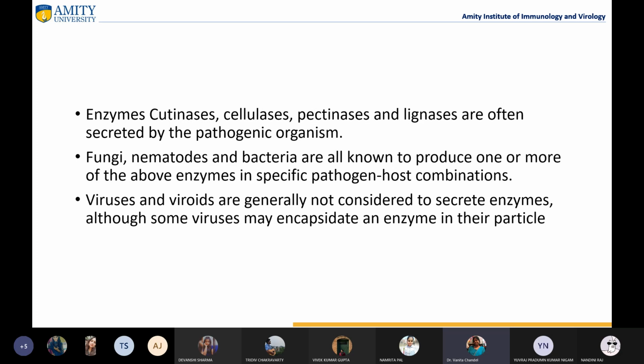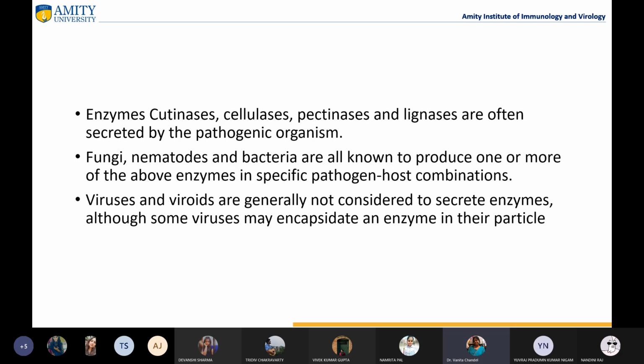Fungi, nematodes, and bacteria are all known to produce one or more of the above enzymes in specific host-pathogen or pathogen-host combinations. But viruses and viroids are generally not considered to secrete enzymes. Although some viruses may encapsulate enzymes in them. This is another process, but not as a defense mechanism here, right? So viruses and viroids do not secrete any kind of enzyme.